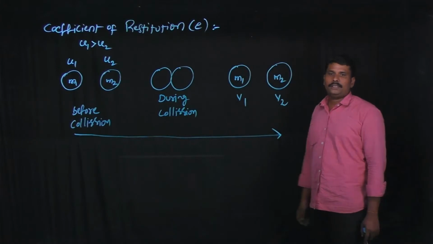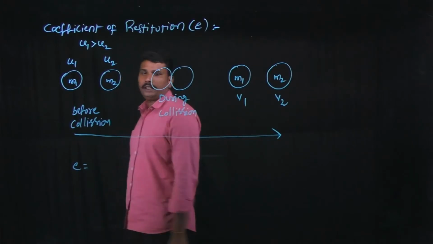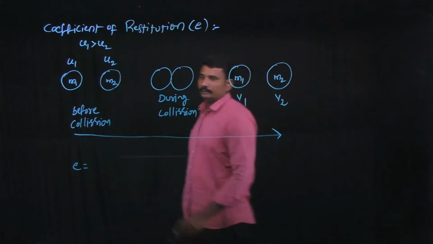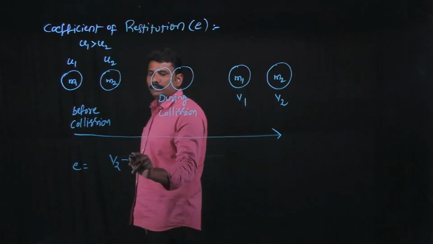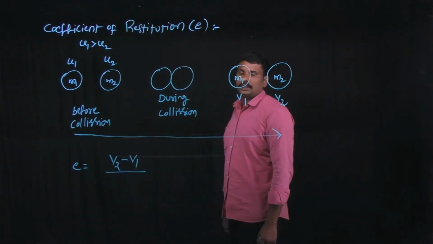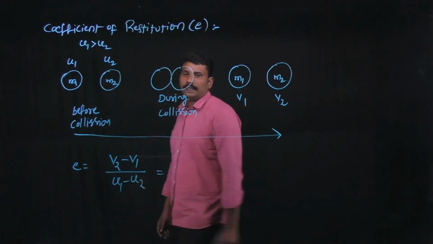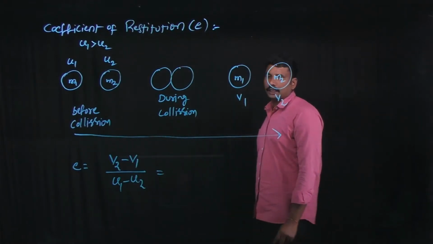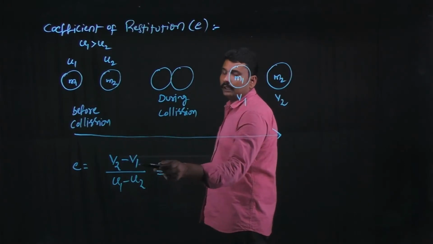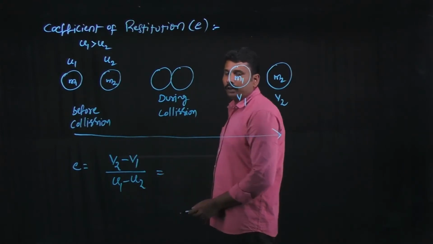Now, to define the coefficient of restitution, simply it is a ratio between the relative velocity of separation after collision, which is v2 minus v1, and the relative velocity of approaching before collision, which is u1 minus u2. Coefficient of restitution is the ratio of relative velocity of separation after collision to the relative velocity of approach before collision.